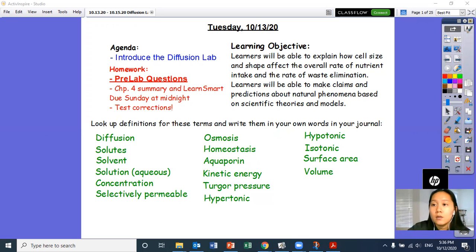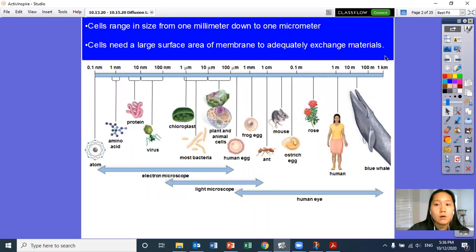All right, moving on. So again, we've gone over this picture before. Cells range in size from 1 millimeter down to 1 micrometer. And cells need a large surface area of membrane to adequately exchange materials. So we've talked about this before when you did your calculations. And if you saw the comments that I made on your calculations that you turned in, when the cell gets really, really, really big, the amount of surface area compared to the volume actually is decreasing. So your surface area to volume ratio gets smaller and smaller as the cell gets bigger and bigger.